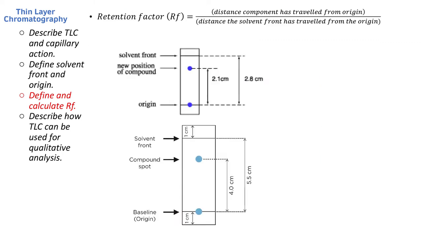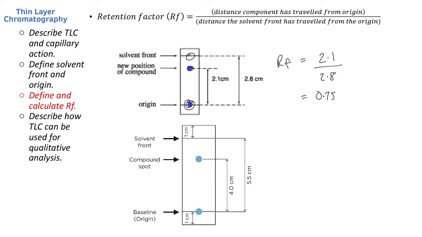So let's go have a look at how to calculate some of these here. The Rf for this particular component is how far the component has traveled from the origin. So if here's the origin, here is the component, how far has it traveled? 2.1. Over how far the solvent front has traveled from the origin. So that's the origin to the solvent front, which is 2.8. 2.1 divided by 2.8 is 0.75. There's no unit on this, it's just the ratio. So a retention factor of 0.75 for that particular component.